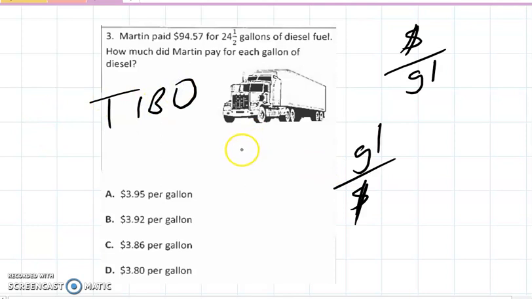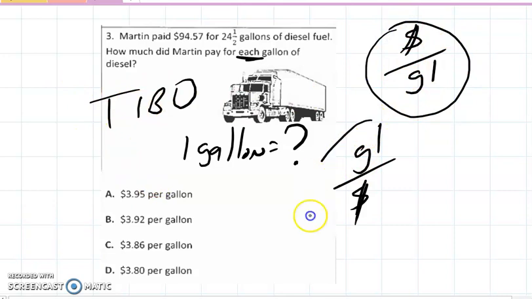TIVO, top in, bottom out, because the question is how much Martin paid for each gallon. So they want to know how much 1 gallon costs. We know 24.5 gallons will cost you this. Well, yeah, but how much does 1 gallon cost? That's what you have to figure out. But you have to use TIVO. First, you have to think here. In the real world, do we have dollars over gallons or gallons over dollars? And then use TIVO, and then you will see the answer.